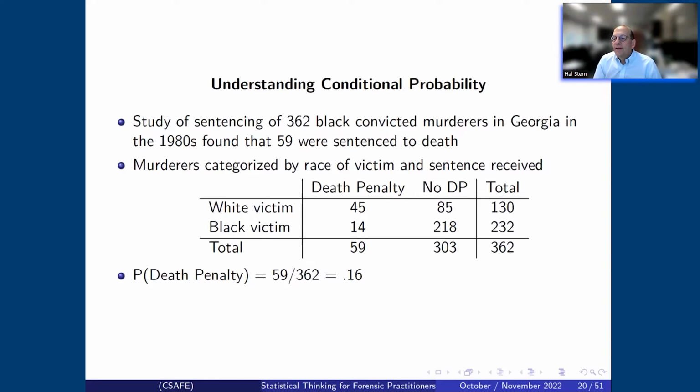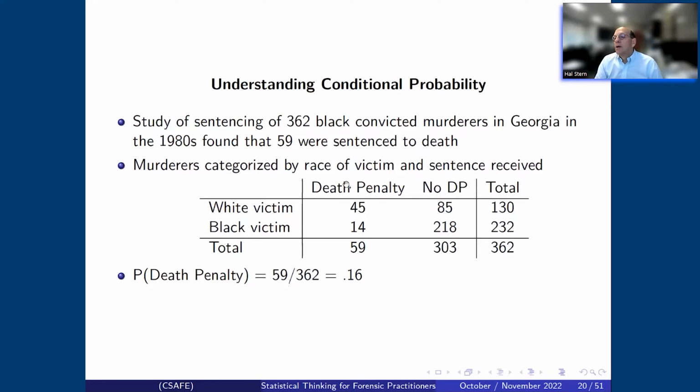And so they created what's often called a 2x2 table. This is a 2x2 table. Why do we call it a 2x2 table? It has 2 rows and 2 columns. It actually, if we're a stickler, has 3 rows and 3 columns because there's a total row and a total column. But the meat of the table is this 2x2 box in the middle. There are 2 rows. Was the victim of the murder white, or was the victim of the murder black? And then there are 2 columns.